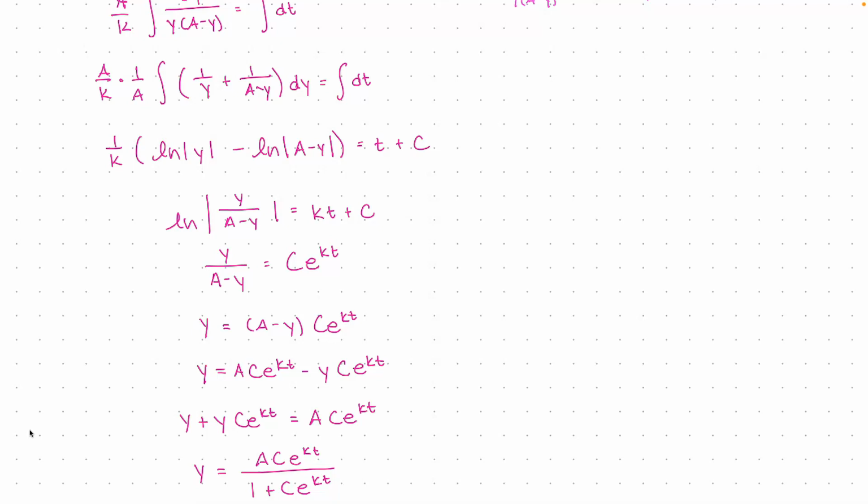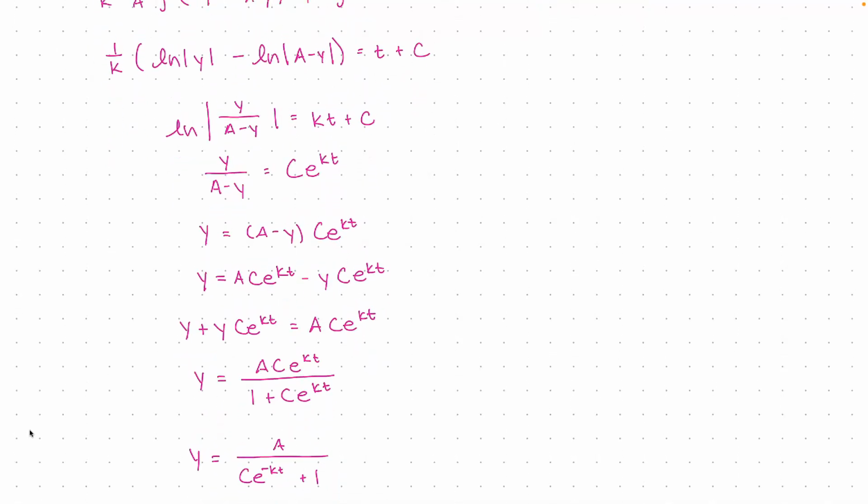But now, if you compare this to what we were trying to get, there was only supposed to be an a in the numerator. So we can divide top and bottom by CE to the KT, then the numerator just becomes that. Each one of these terms divides by CE to the KT. So we have CE to the negative KT. The C has now changed values, a different constant. And then we're basically there.